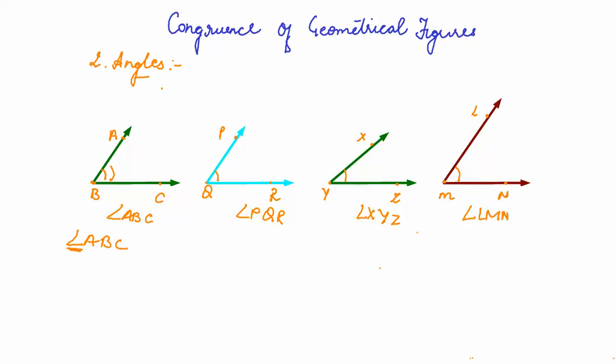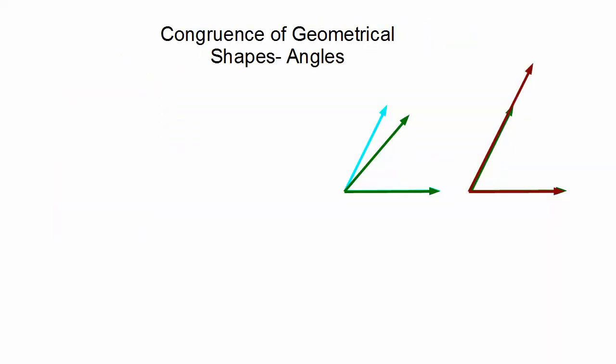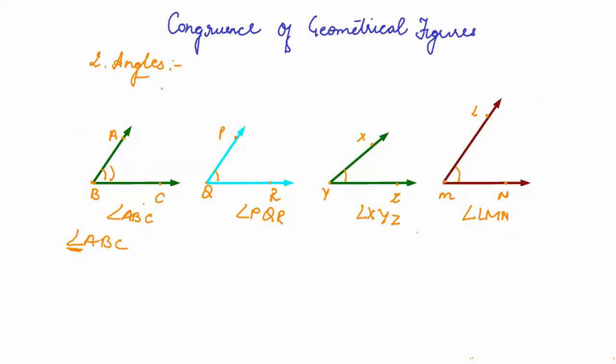So in that case, we still can see that ABC is completely overlapping LMN. So angle ABC is congruent to angle LMN. Let's summarize what we have discussed. Angle ABC is congruent to LMN. Angle ABC is congruent to angle PQR. And angle ABC is not congruent to angle XYZ.